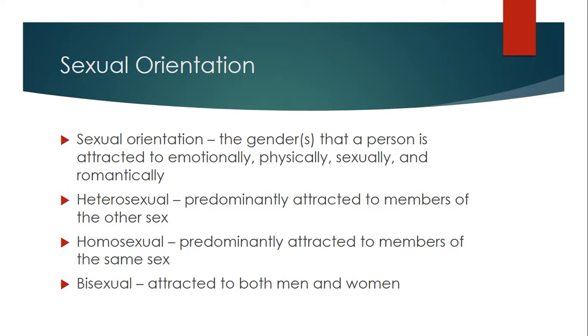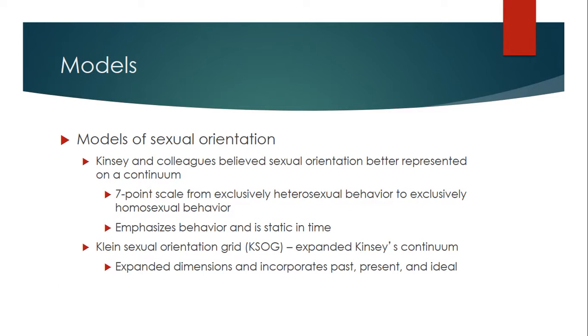So sexual orientation is the gender that a person is attracted to physically, sexually, romantically. So we've kind of got these three categories: heterosexual, homosexual, and bisexual, which you're all probably familiar with those terms. There's a couple of different models that we can use to look at sexual orientation that have been created by some of the researchers. Dr. Kinsey, we've talked about him before. He was one of the most prominent sex researchers.